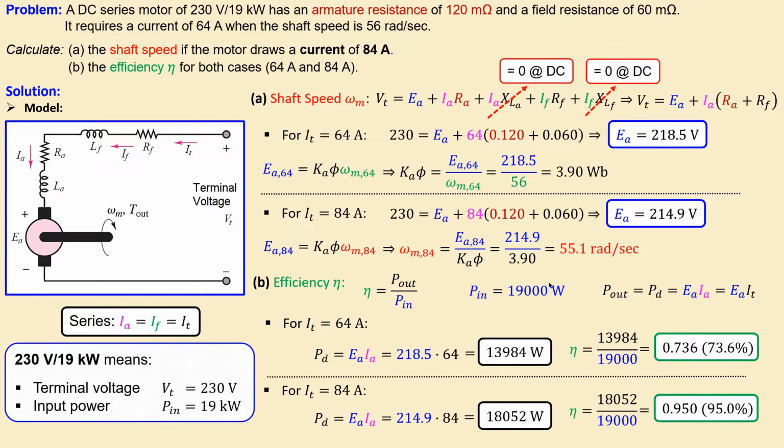I hope this clarifies the situation in great detail, also looking at the efficiency part and which parameters of this series DC motor will have an effect on the efficiency. If you have any questions, please let me know.